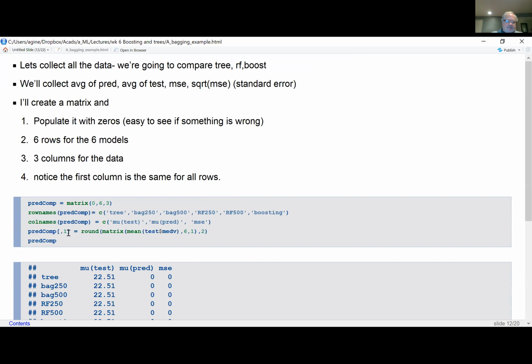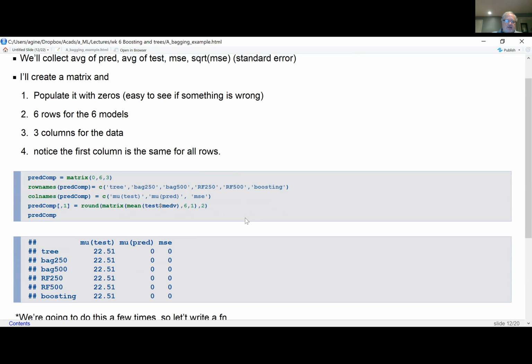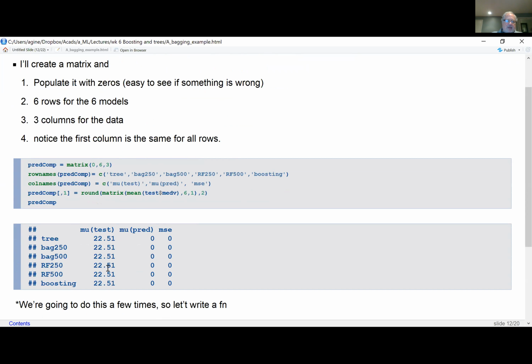Well, the first column we know, it's just going to be the mean of the test for everyone. So I want it to be that same value, and I want to round it to 2 decimal places for neatness. So I'm going to make a matrix with the mean values, with 6 rows and 1 column. And you can see there it is. I've pre-populated the mean of the test.